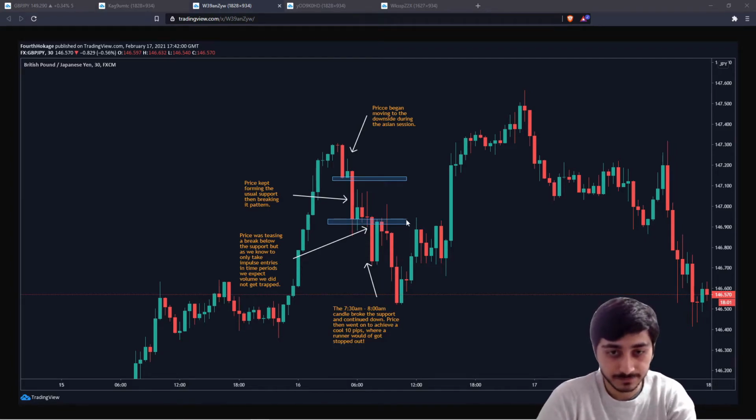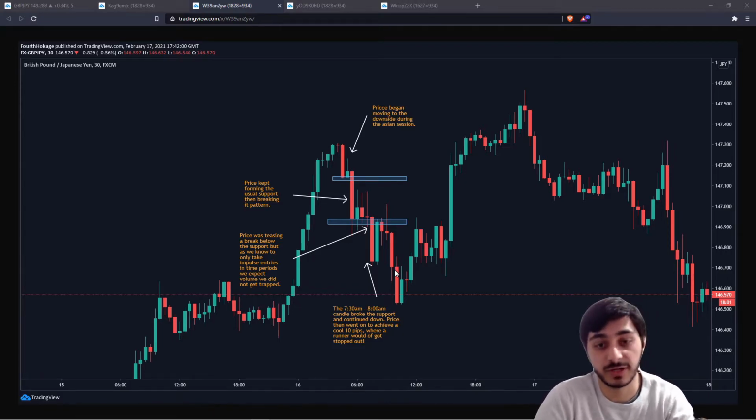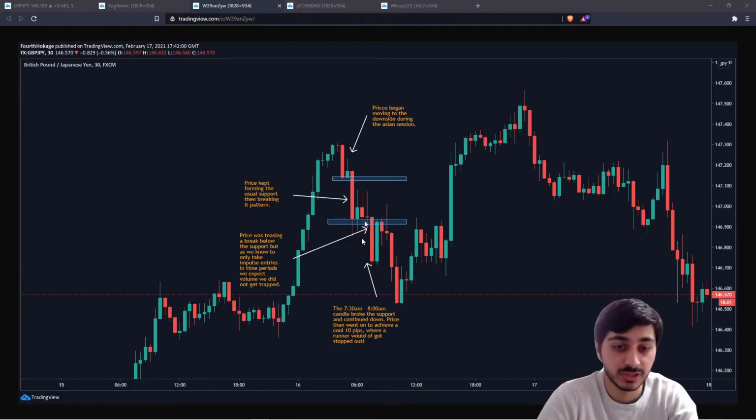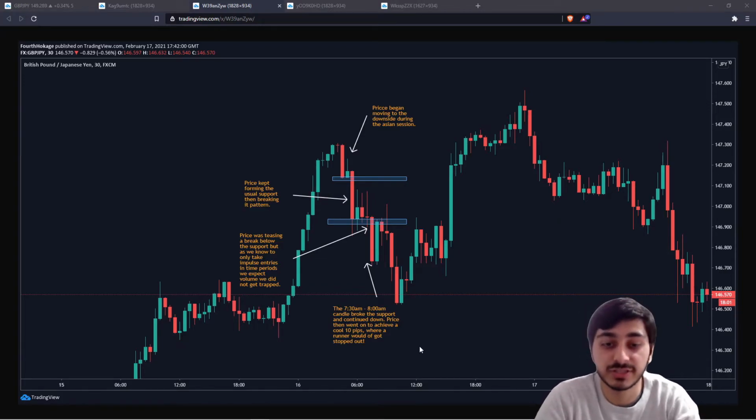As we can see, in this particular trade, our runner would have got stopped out from this candle, and that's it. But we still make our initial 10 pips, which is perfect. And we can see that after the trade, price came back, retested this support as resistance, and then continued down, similar to our zigzag pattern that I mentioned previously.